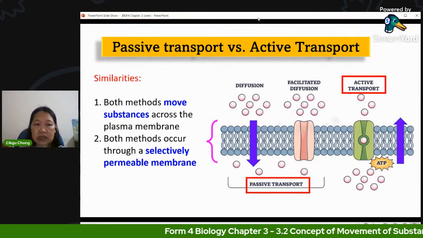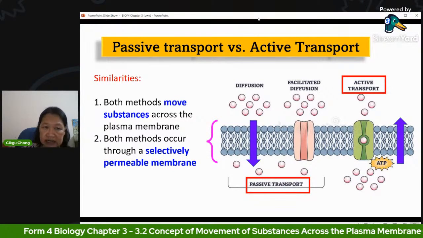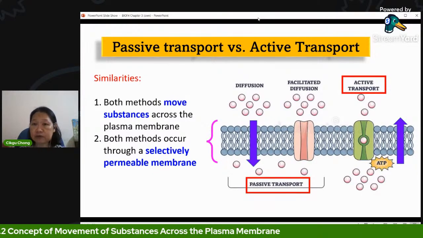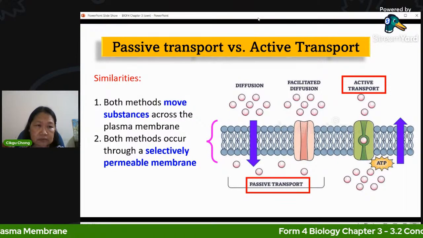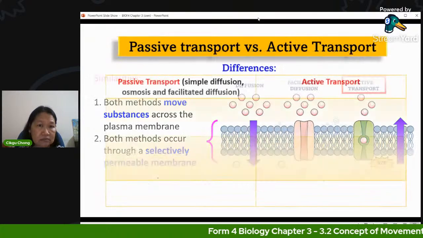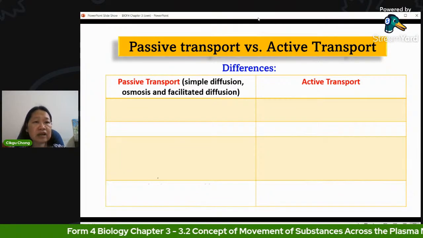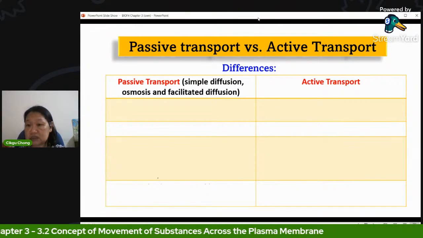Another one is that it occurs across the plasma membrane, which is a selectively permeable membrane. We'll see the differences afterwards. So this is a similarity. Both active and passive transport have these 2 common characteristics. Now differences: passive transport and active transport. That means we're comparing passive transport, including your simple diffusion, osmosis, and facilitated diffusion.